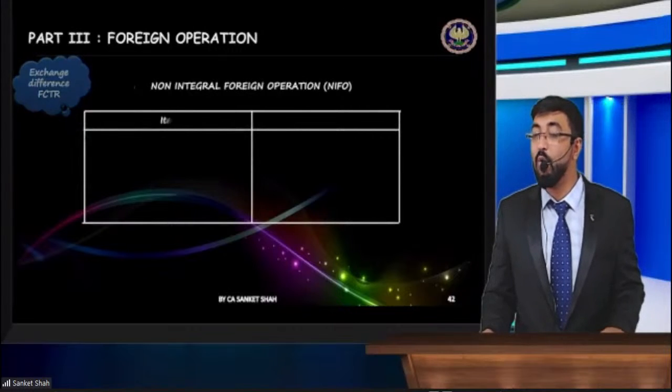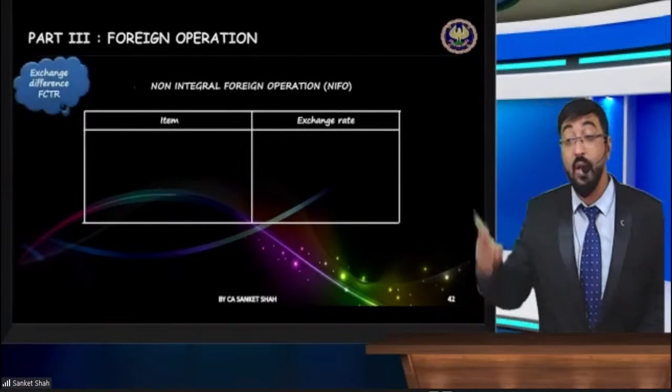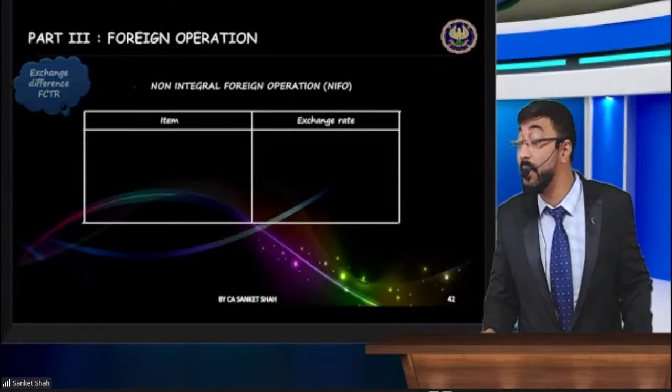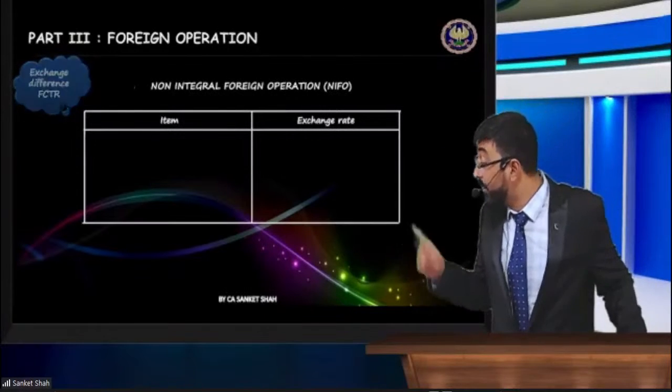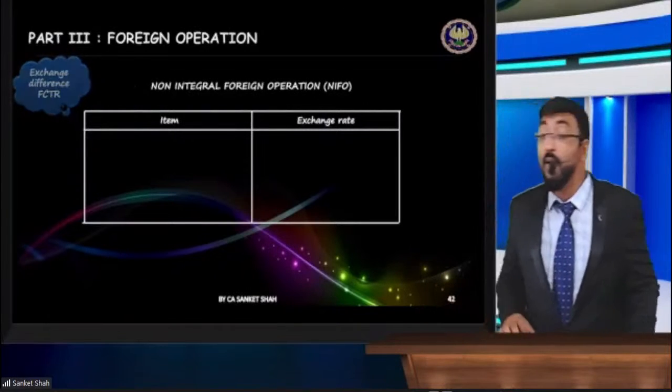Non-integral, now remember, non-integral nominal accounts. Exchange difference is adjusted in foreign currency translation reserve. Here the name is different. It is not FCMITDA. It is the foreign currency translation reserve. So for integral you will adjust it in P&L, and in non-integral you will adjust it in FCTR.